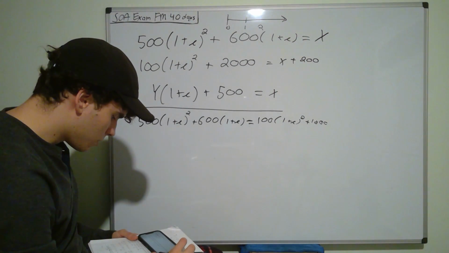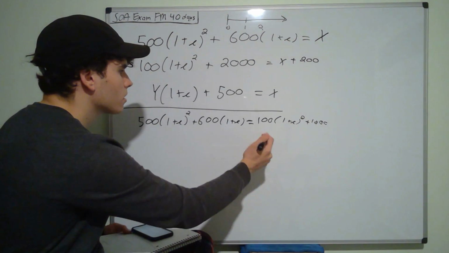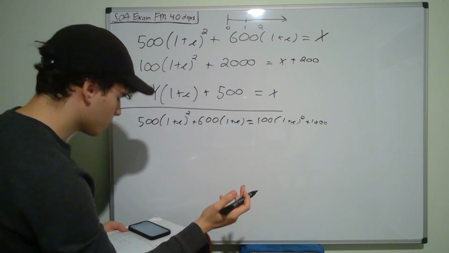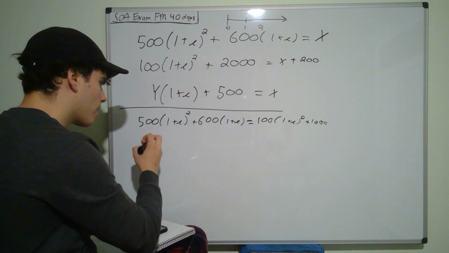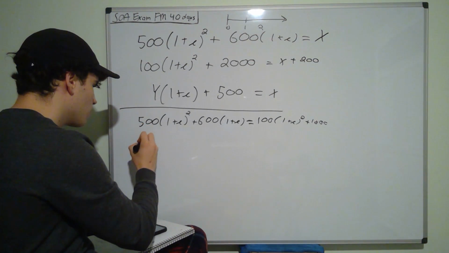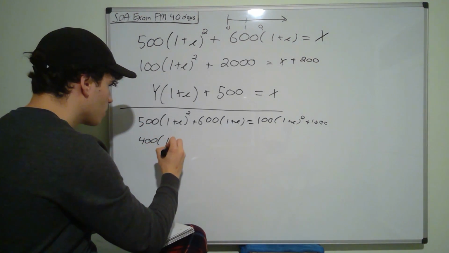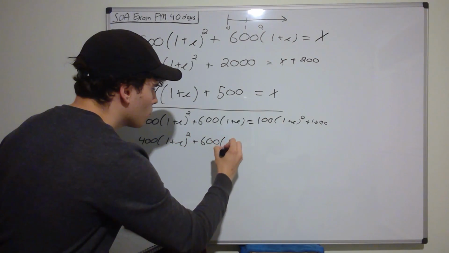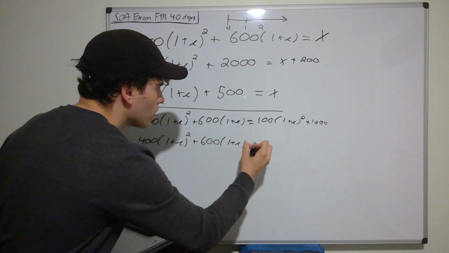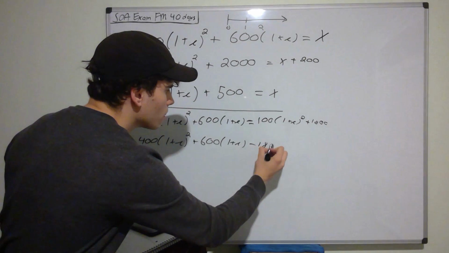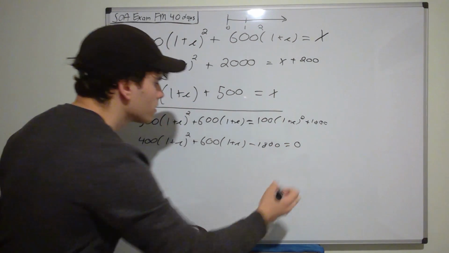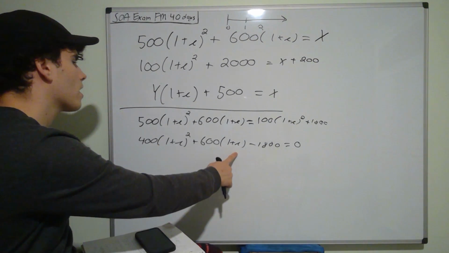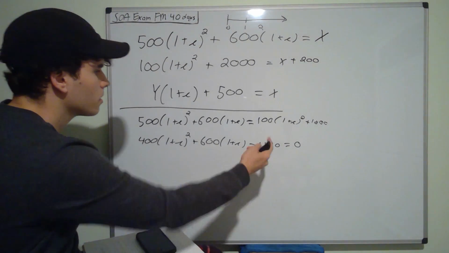Okay, and then this just comes down to some simple math. I'm going to subtract this one over here, and then we're left with just a number. So we have 400 times 1 plus i squared plus 600 times 1 plus i, and then I'm going to subtract the 1800 over as well, so we have a 0 on the end. And then we can use the quadratic formula, because this is like an x squared, this is an x, then we have just a normal term. So it would be a, b, and c.